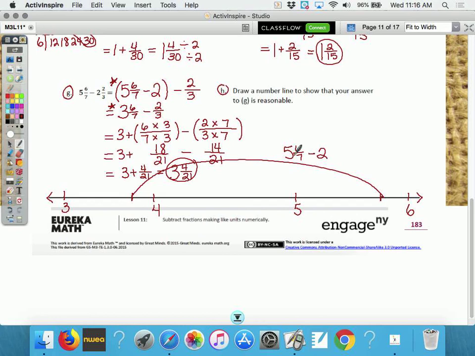So he said, hey, don't worry about figuring out how far 2/3 is. Just put the answer on there. Yeah. And then hop to the answer, okay? So the answer is 3 and 4/21. Well, half of 21 is 10 and a half. So if 10 and a half is here, where would 4 be? Like here? Okay. So go ahead and write 3 and 4/21 down and circle it.